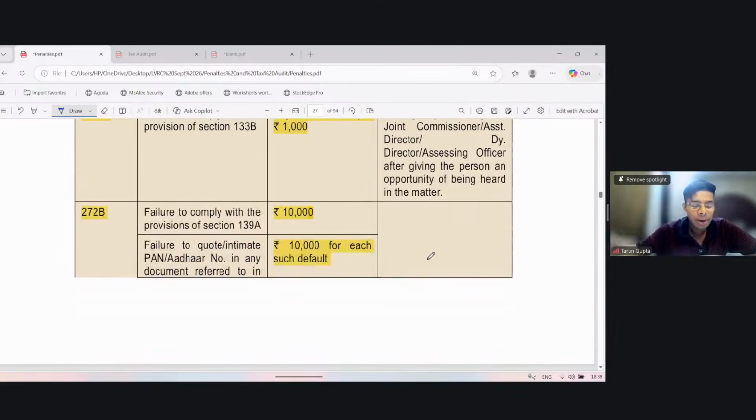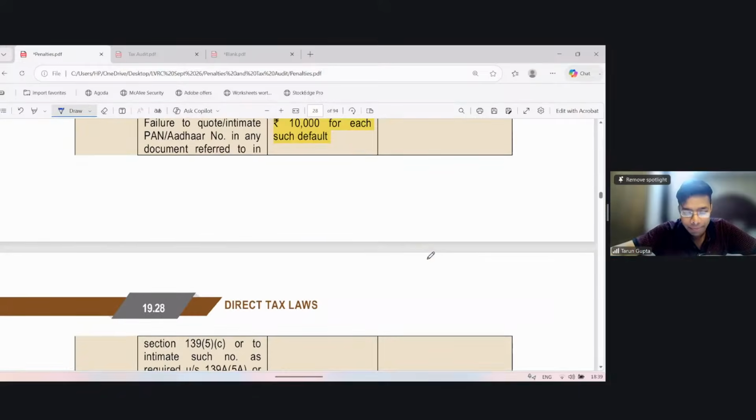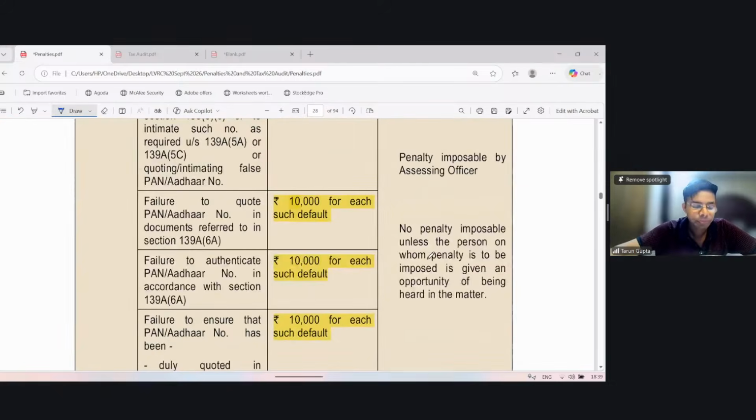272B. It is regarding the PAN. If the assessee fails to comply with the provision of 139A, then the penalty is 10,000. If it fails to quote or intimate the PAN or Aadhaar number in the document referred therein, then the penalty is rupees 10,000 for each such default. Or if it fails to authenticate the PAN in accordance with 139A(6A), then again the penalty is 10,000 for each such default.